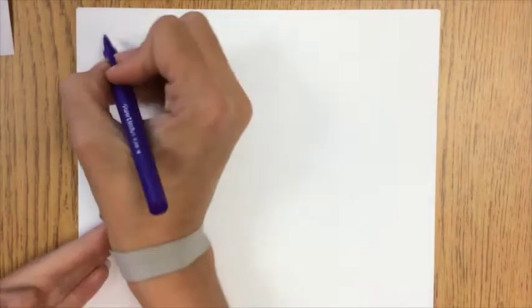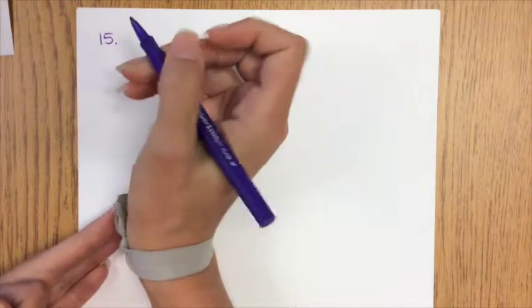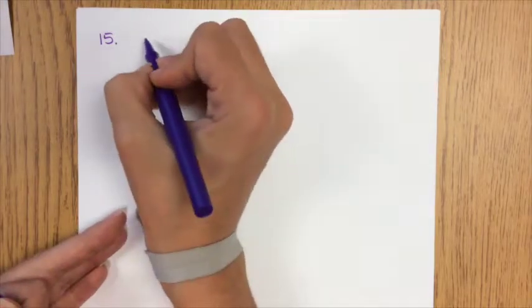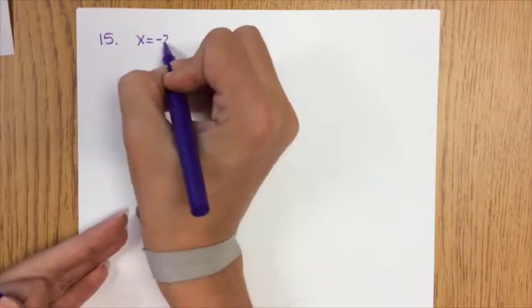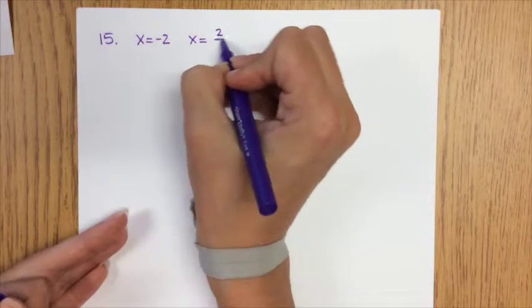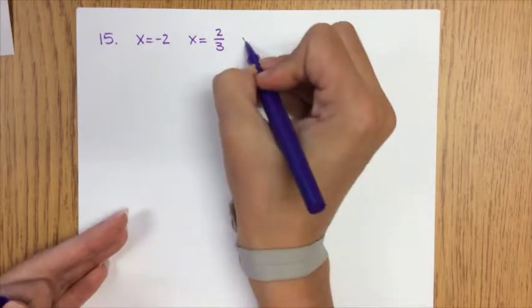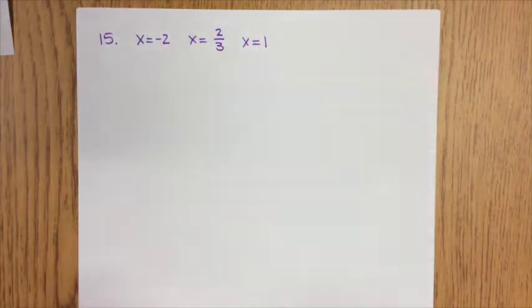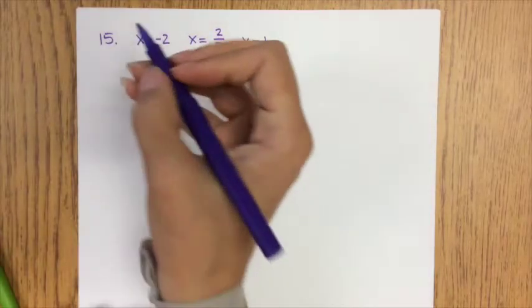Okay. So they give you the zeros, so they say x equals negative 2, and x equals 2/3, and x equals 1. And we're going to change those zeros into factors. Okay, so step 1, change them into factors.